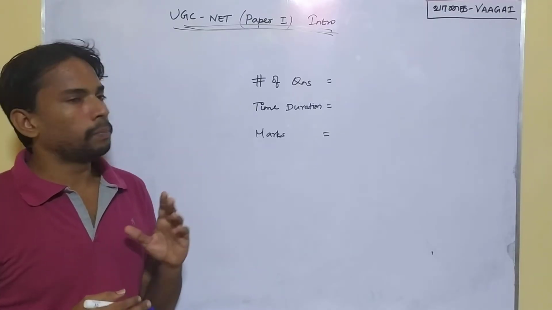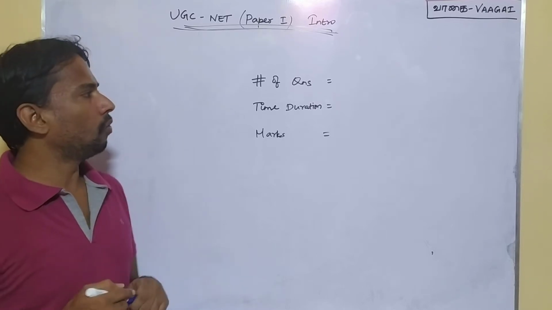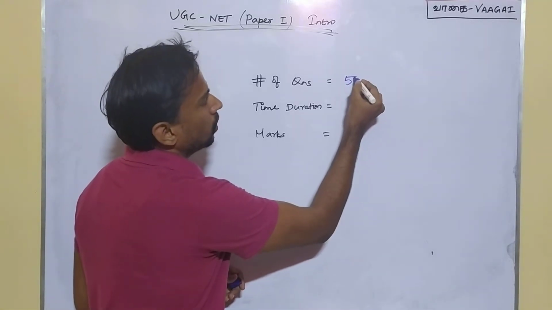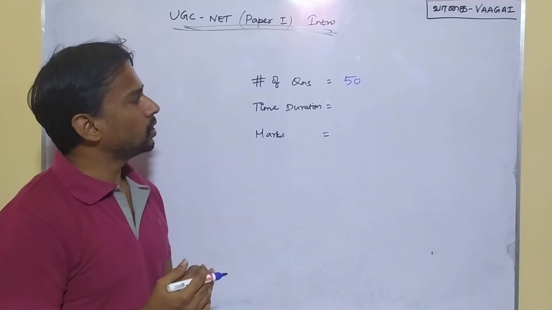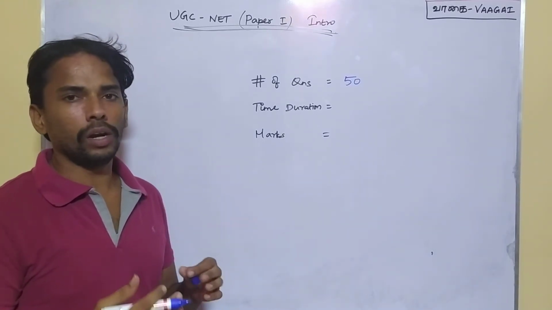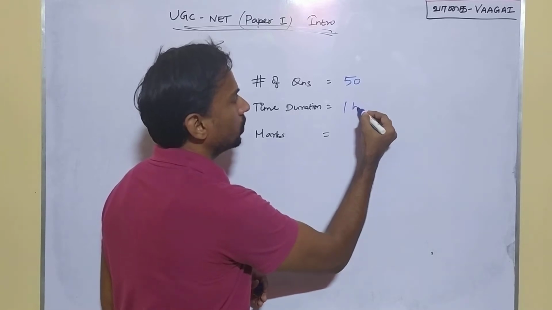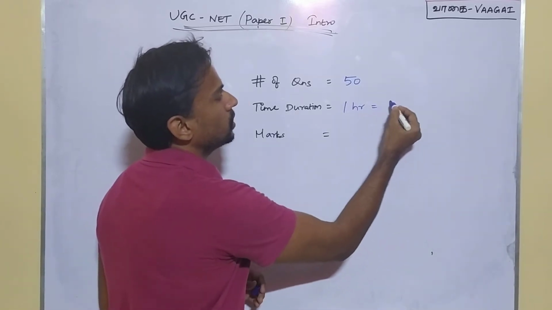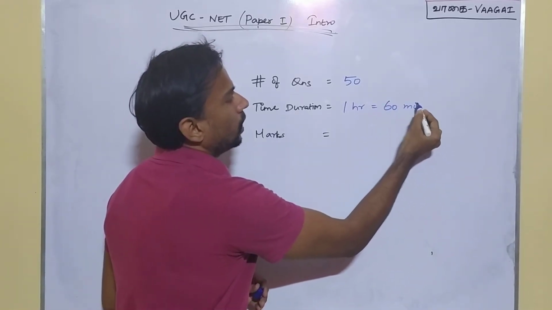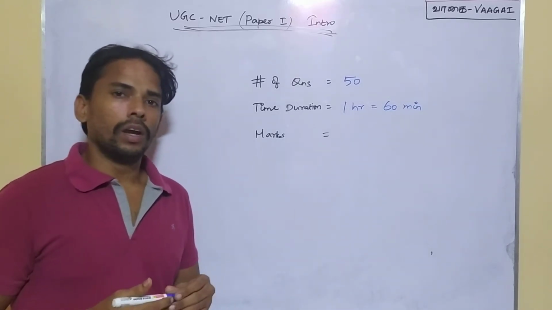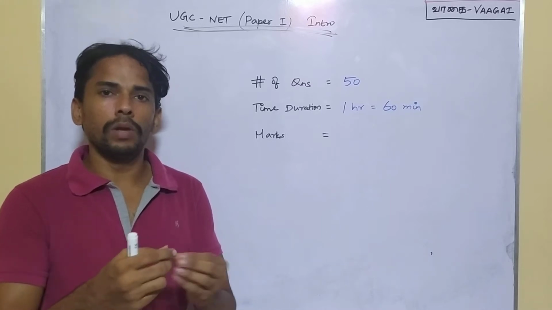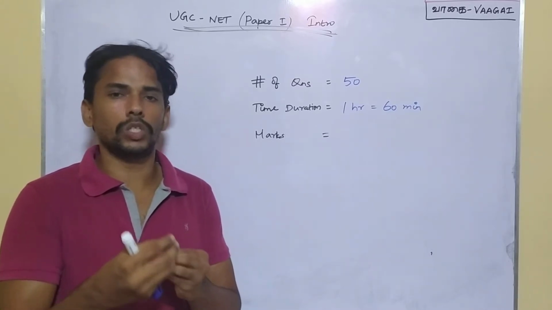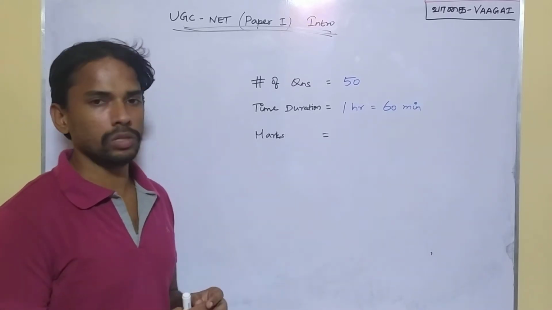Your UGC NET Paper 1 will contain a total of 50 questions. So the total number of questions is going to be 50. And as for the time duration, you will be allotted 1 hour for this exam, which is 60 minutes. Hence, on average, you have a time limit of something more than 1 minute per question. That is how it goes.